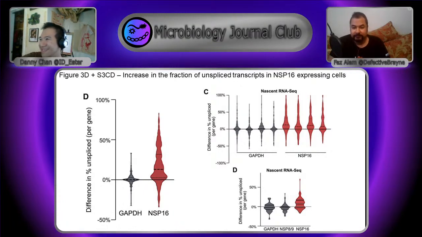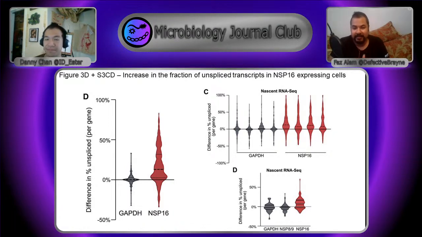C is like different replicates of them. They've done it many times to show that they consistently see the effect. D is the pooled version of C. And in the little corner there's an SD as well, which is looking at NSP16 versus GAPDH and the other NSPs to see whether they're having an effect on the splicing. Apparently not.